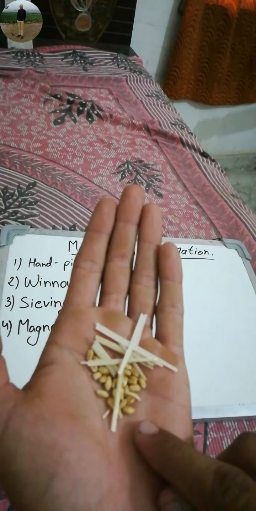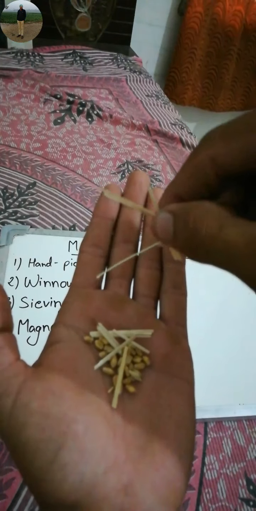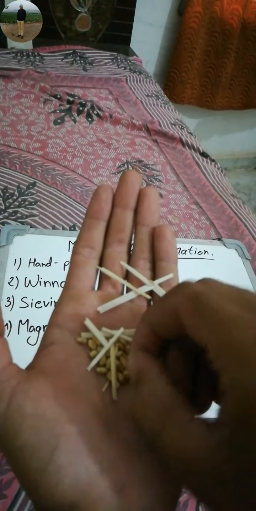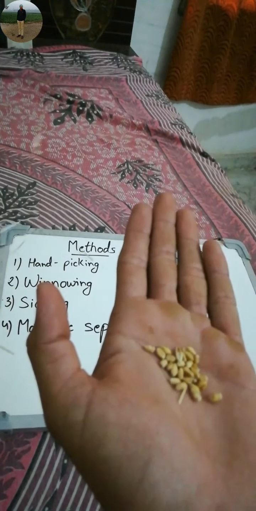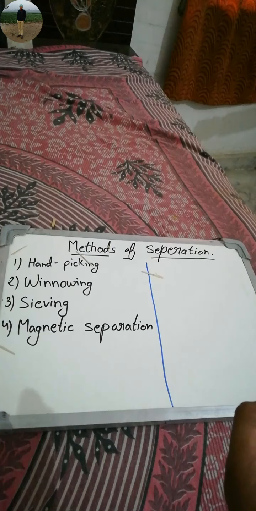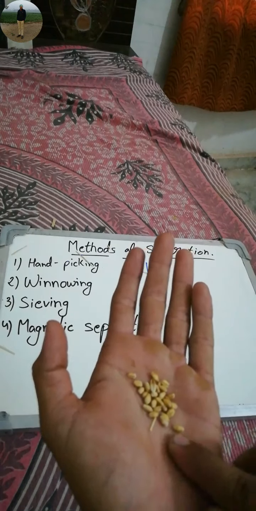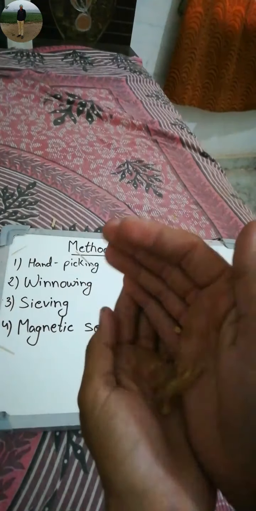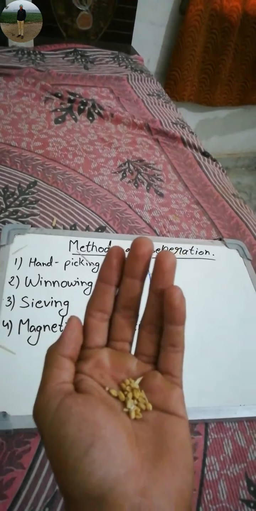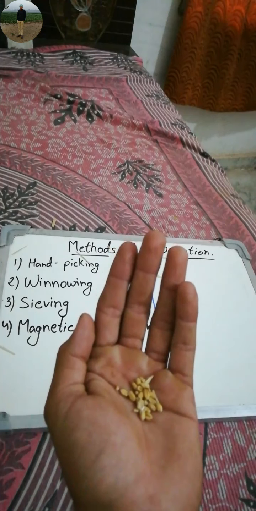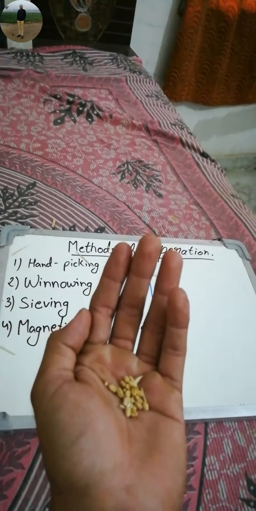You can read from your book. Now the condition is one has to be lightweight and one has to be heavier weight. When I am gonna blow the wind, as you can see, the lighter particle separates from the heavier one. The heavier one remains in my hand and the lighter one separates from these grains. Mainly farmers will use this technique or method to separate the grains.